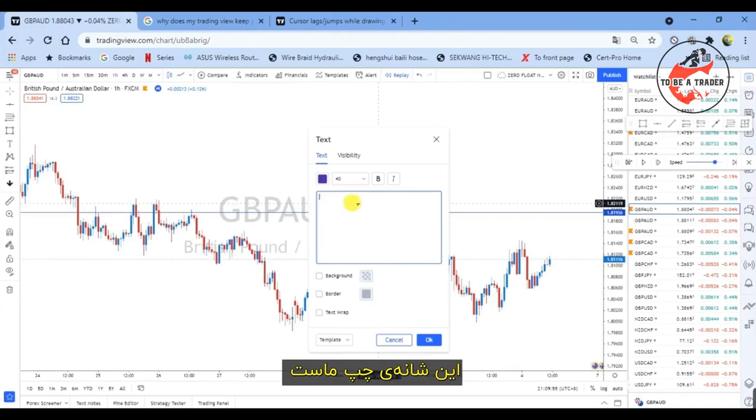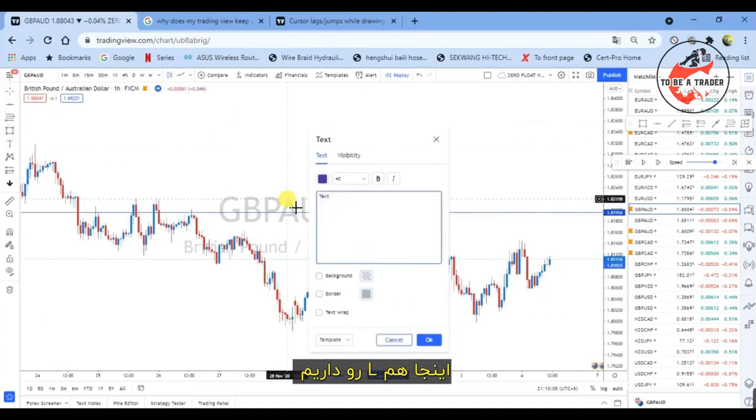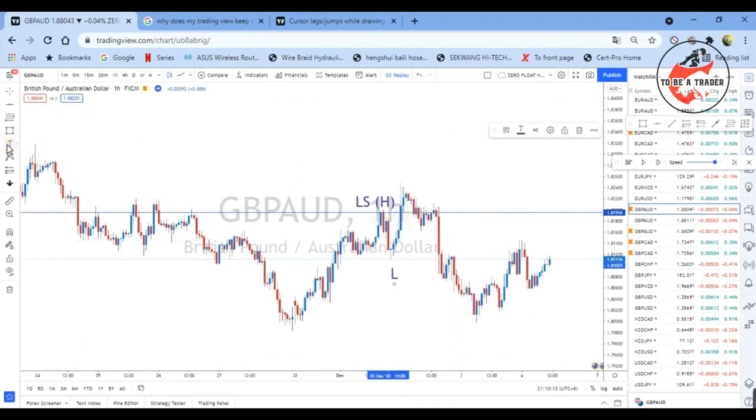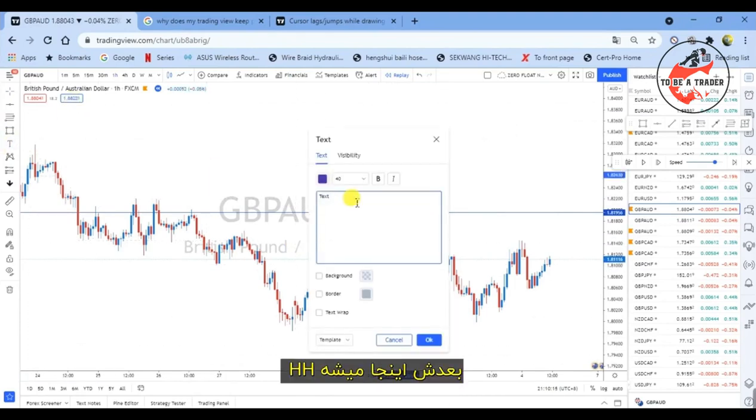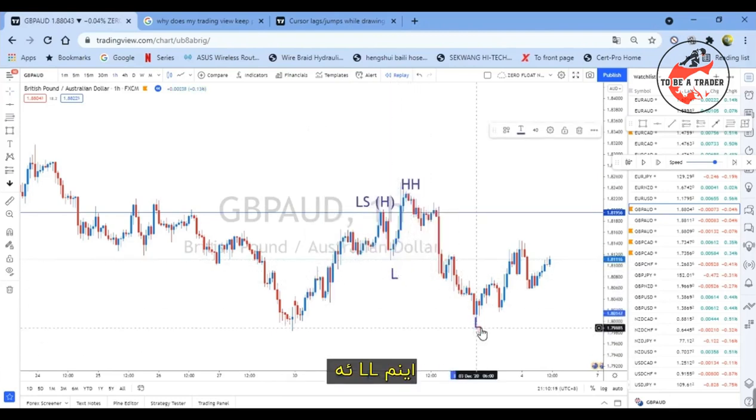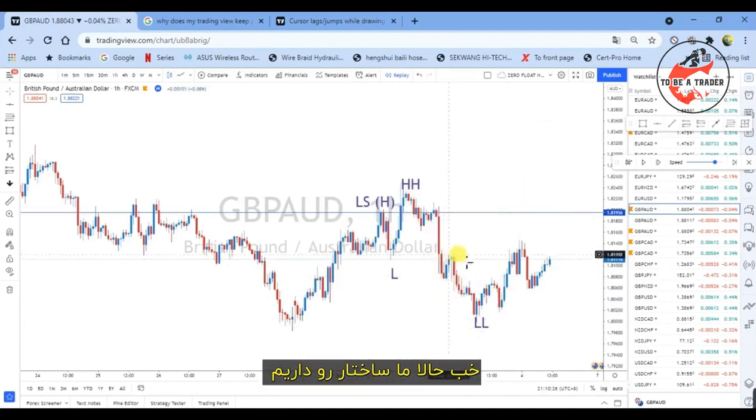So this is our left shoulder. Our left shoulder, I will mark it as a high. LS is the left shoulder, so mark it as a high. So we have another here, which is the low. Then this is the higher high. This is the lower low. Okay, so now we have the structure.